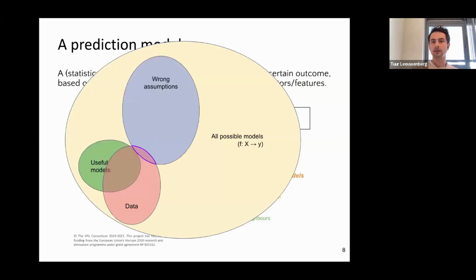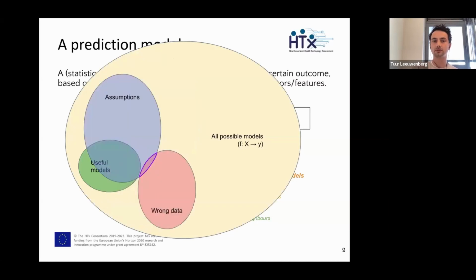So it's really important here to know a lot about the thing that you are predicting, so how cardiovascular risk works, what are important factors to consider there. On the other hand, if you make the wrong modeling assumptions, then you don't end up with a useful model. And the same goes for the data here. You need to have good representative data of the modeling problem that you are looking at. Otherwise, you may also not end up with a useful model.